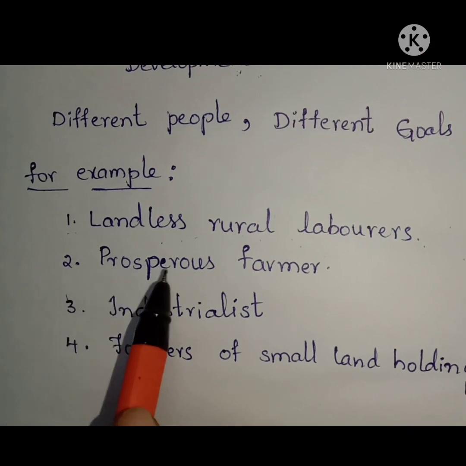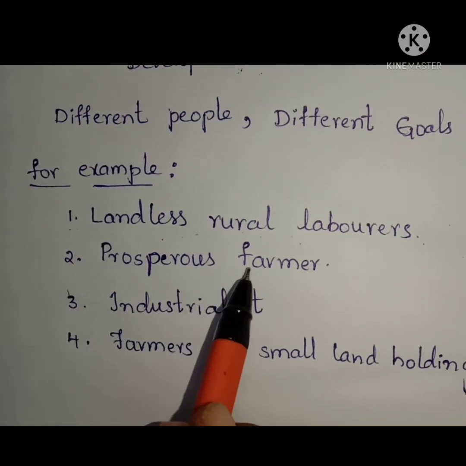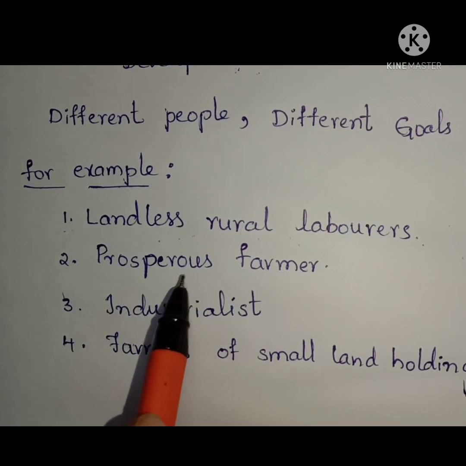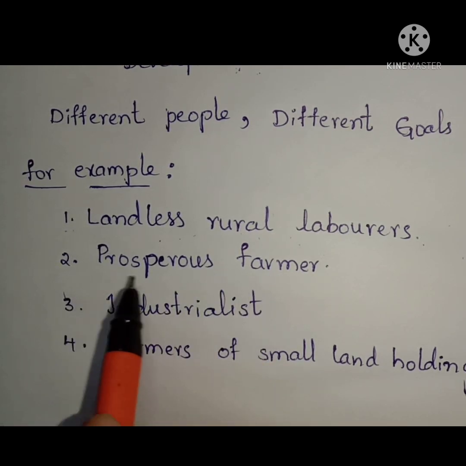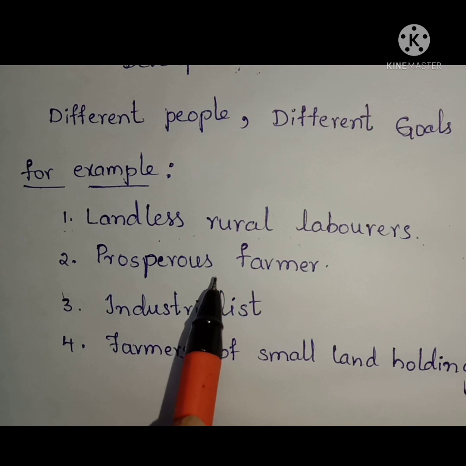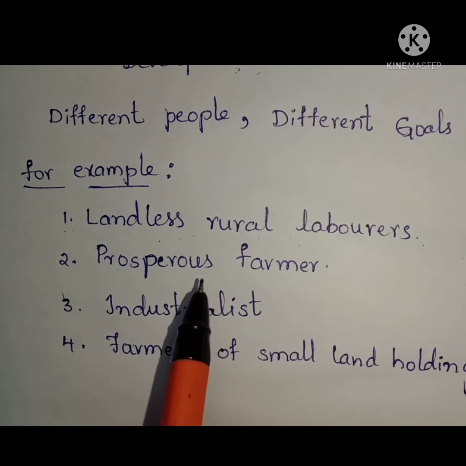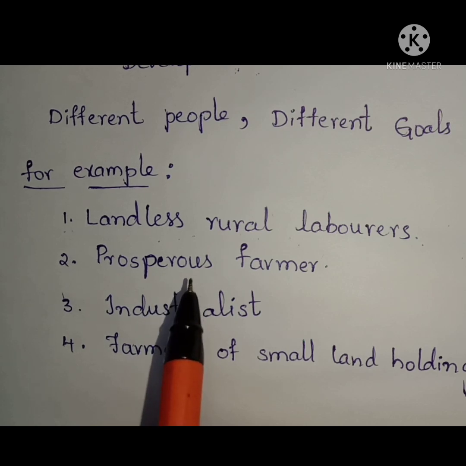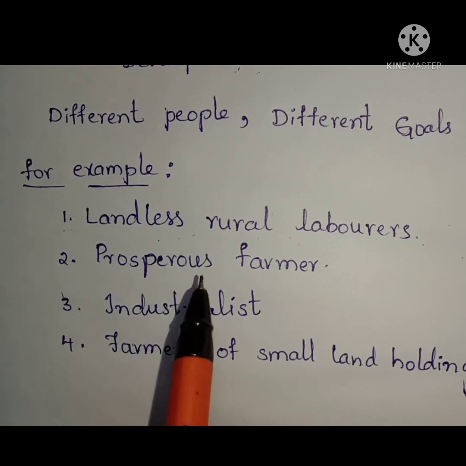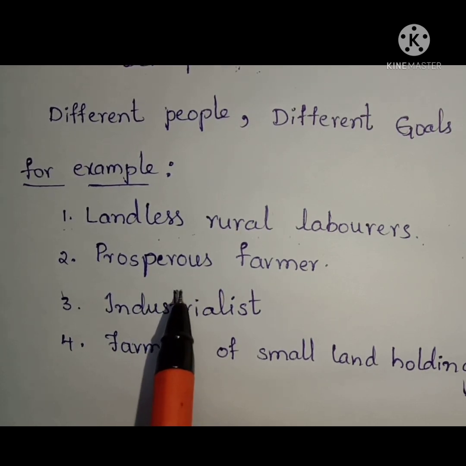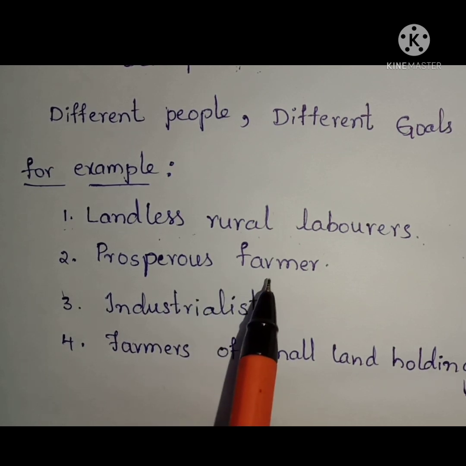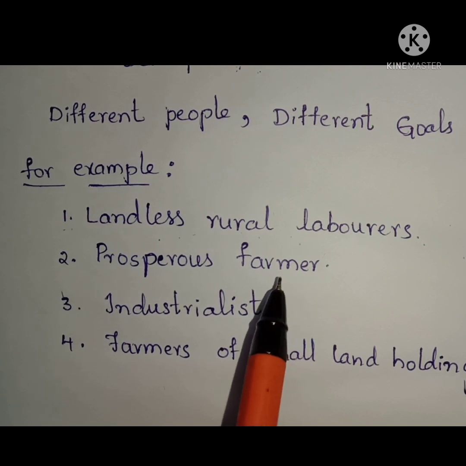Next category of person, the prosperous farmer. A prosperous farmer means a well settled farmer. He is prosperous. He has everything. He expects his children to be settled better, settled abroad, higher support prices for his crops, and to get through with hard work and cheap laborers.